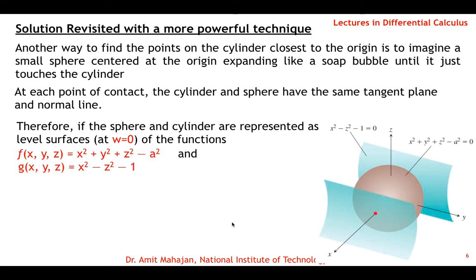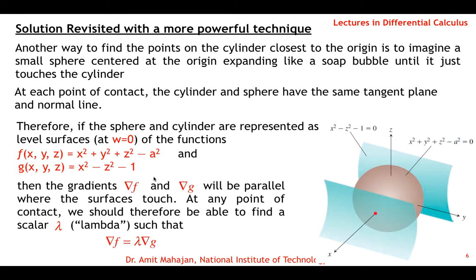Okay, so the normals to the surfaces will be the gradient f and gradient g. By definition they are the same normal line, or they are parallel. So the gradient f and gradient g will be parallel where the surfaces touch. Okay, so at the point of contact of these two surfaces, the gradient of the first function and the gradient of the second function will be parallel. And if it is so, then there should exist some scalar, say lambda, such that the gradient of f is equal to lambda times the gradient of g.